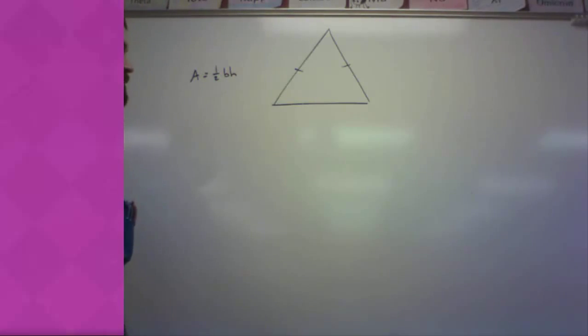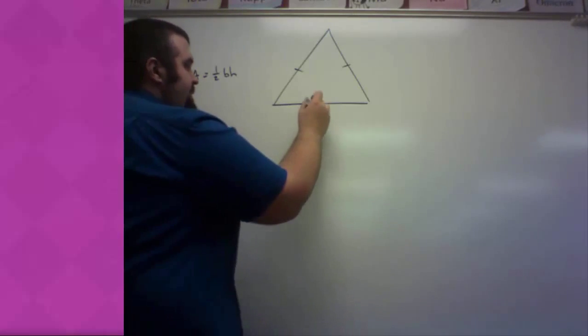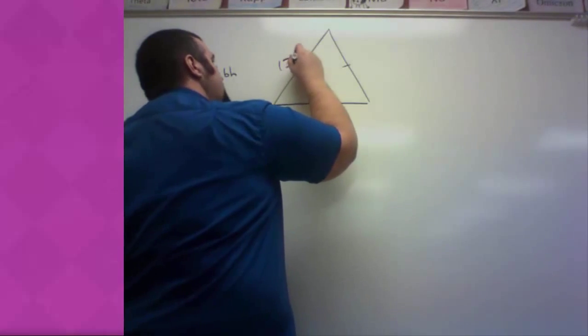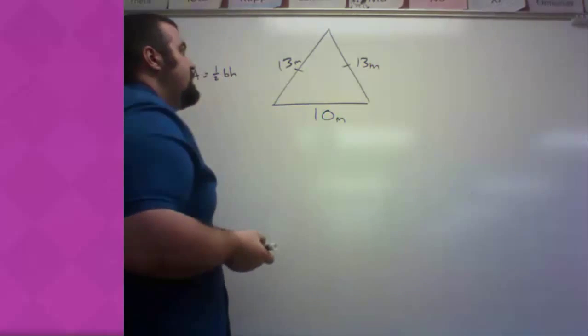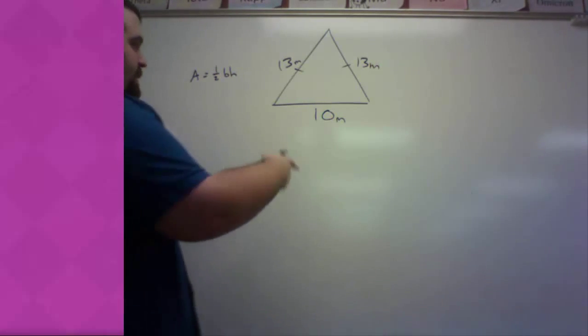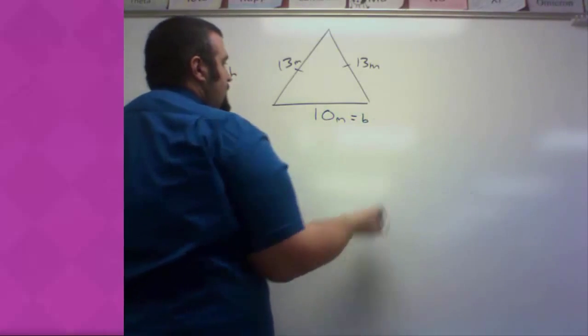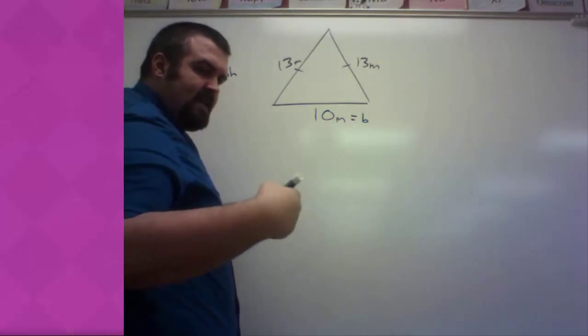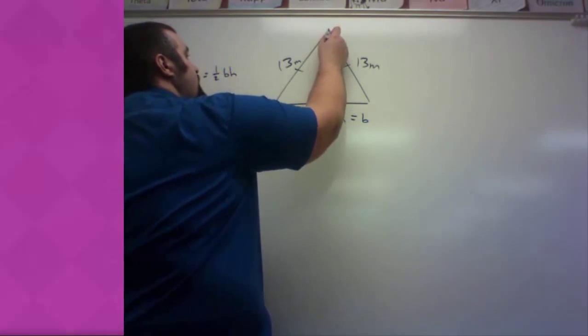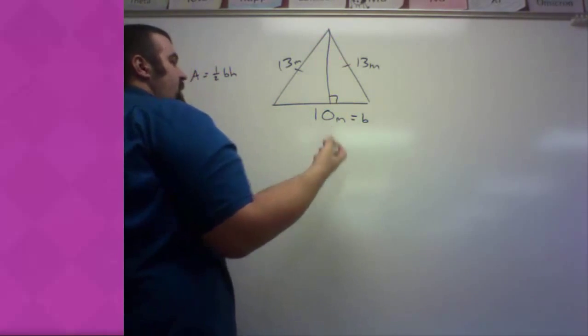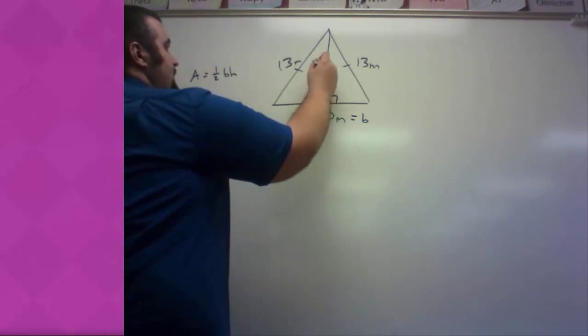Alright. I'm told the three side lengths, 10 meters, 13 meters, and 13 meters. Well, here's my base. I need the height. Base and height are always at a right angle to each other. Oh, the height of this triangle will be from here to here. The altitude. That'll be h.